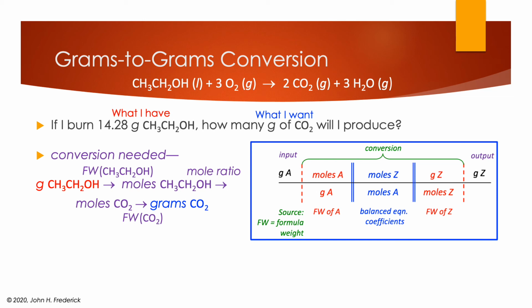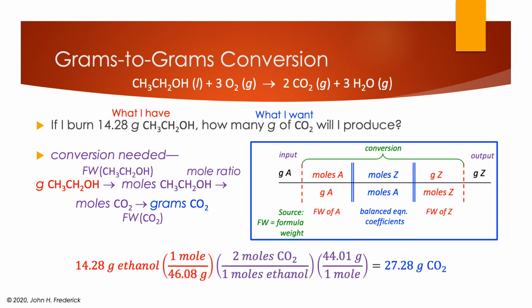I'm going to start with grams of ethanol. I'm going to need to convert those grams into moles of ethanol by taking 1 mole of ethanol is equal to its formula weight in grams. Then I'm going to use the mole ratio, the ratio of the coefficients from the balanced chemical equation, to convert to moles of Z, or in this case, moles of carbon dioxide. And then I'm going to use the formula weight of carbon dioxide to convert it from moles to grams. So here's what it looks like mathematically.